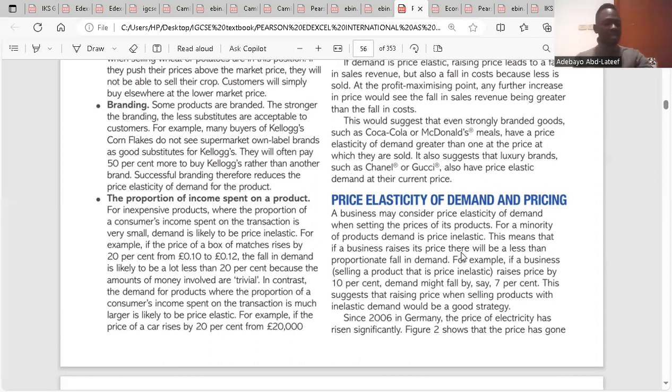So here they're saying, if a product has a strong brand, the price elasticity of demand for such products will be price inelastic because consumers won't care about the price. Why? Because they feel emotionally attached to such a brand. Do you get the point here?